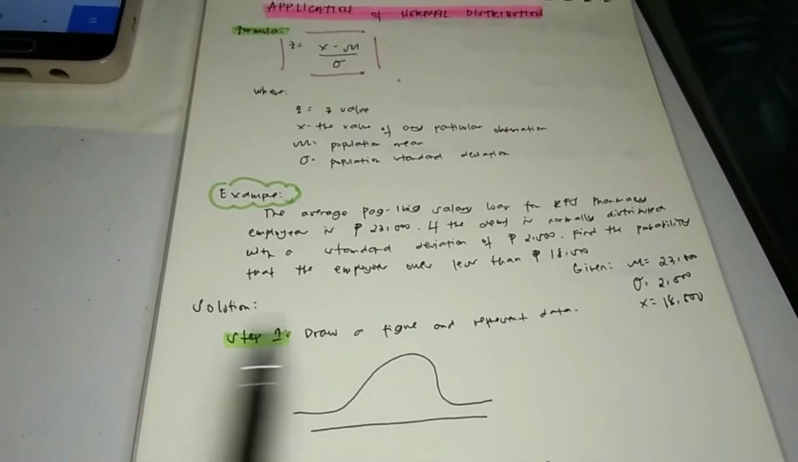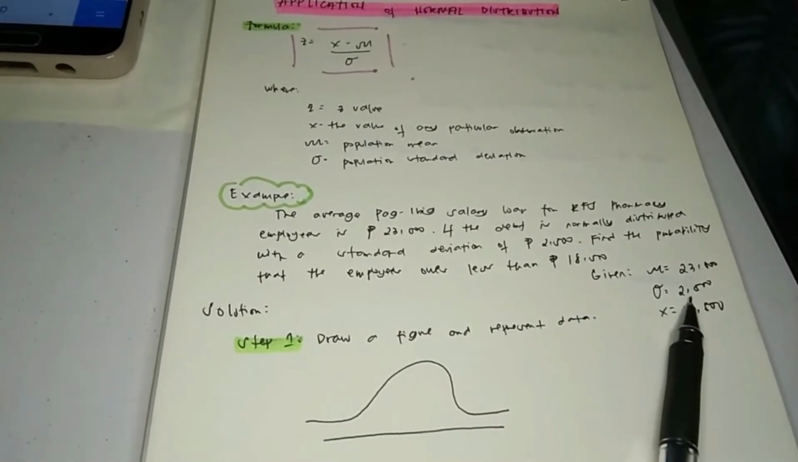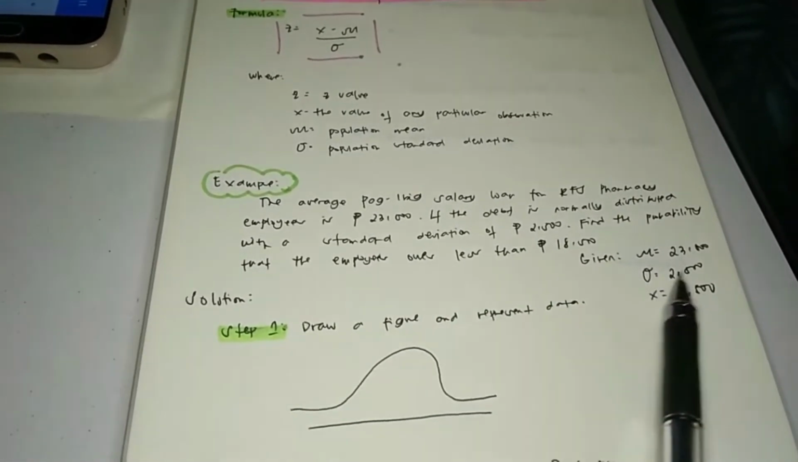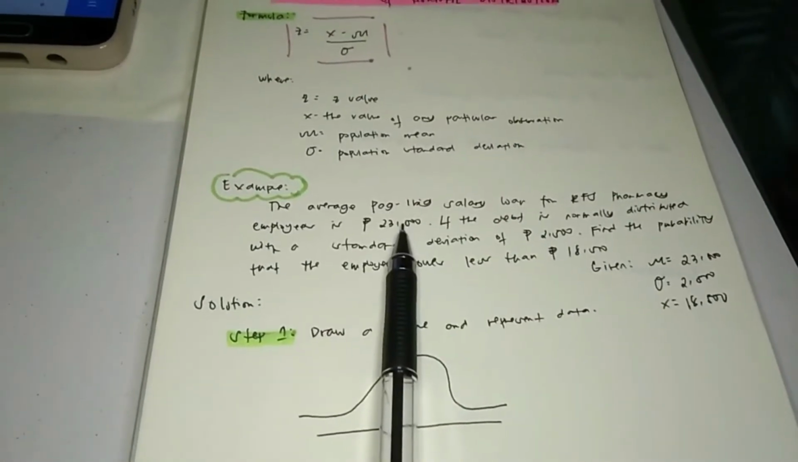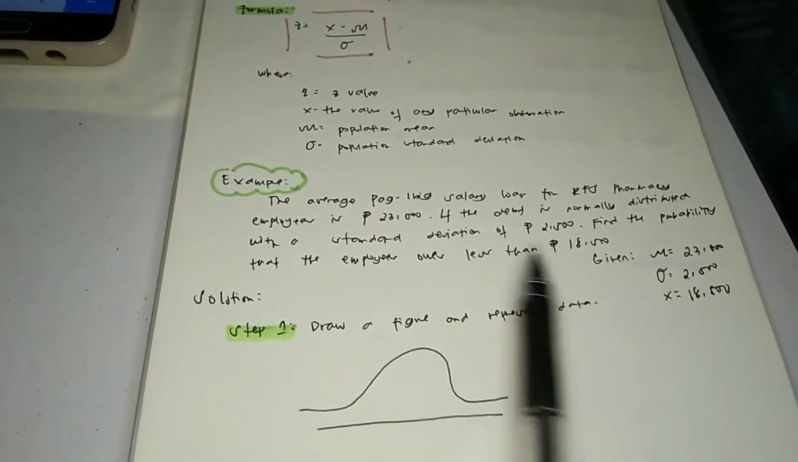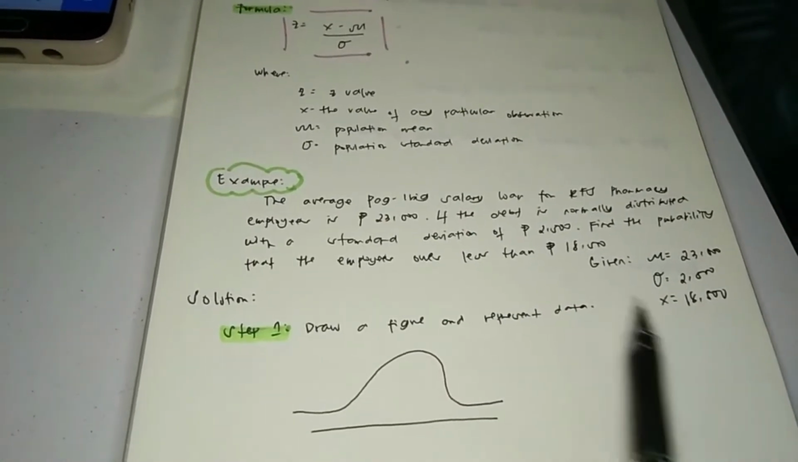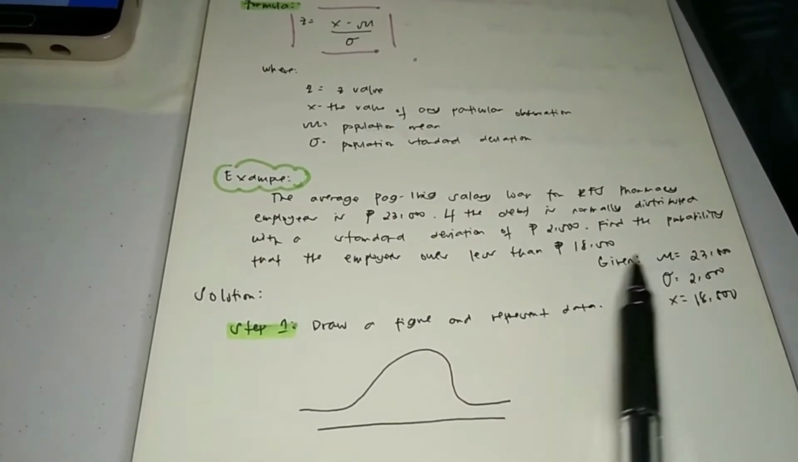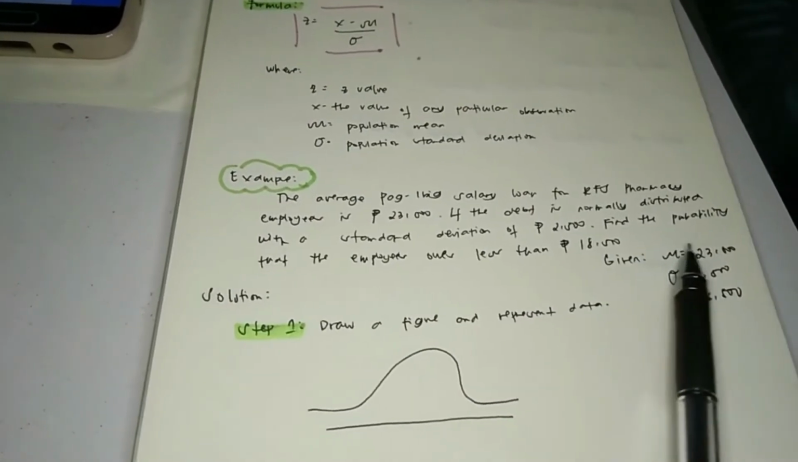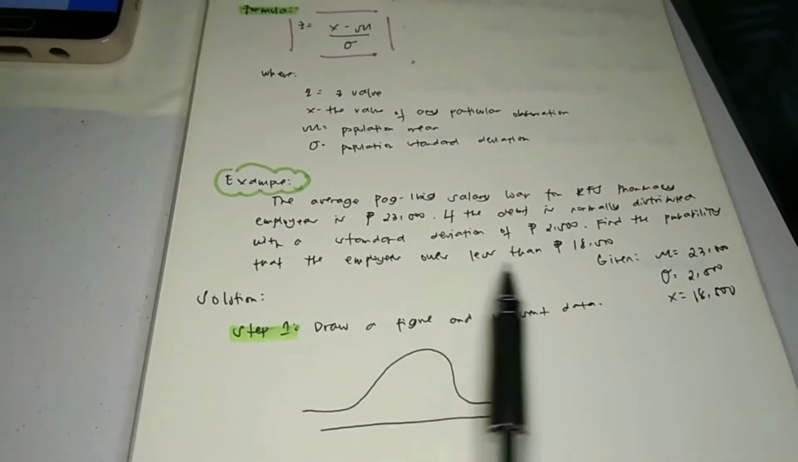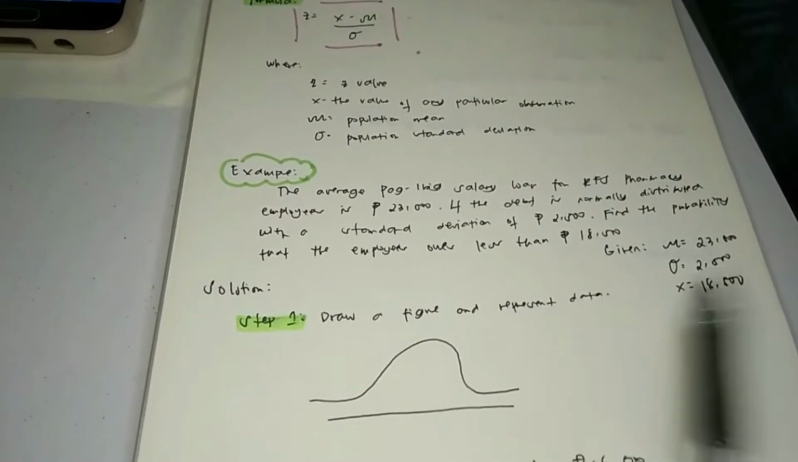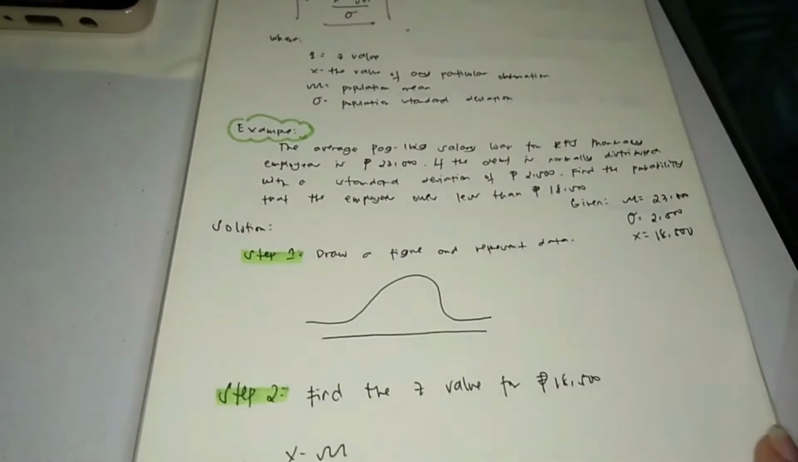So, first na gagawin natin, hahanapin natin yung given. Mu is 23,000 or the average. Sigma or the standard deviation of 2,500. And the x is 18,500, kasi yung question, find the probability that the employee owes less than 18,500. So, okay. Let's go to step 1.